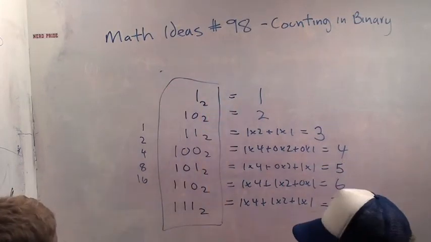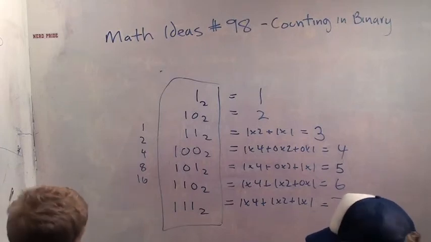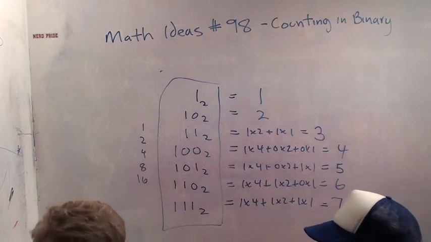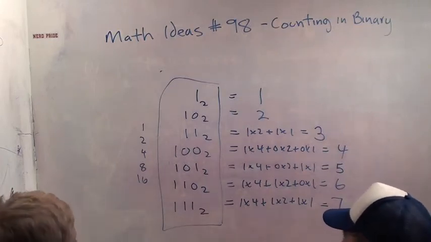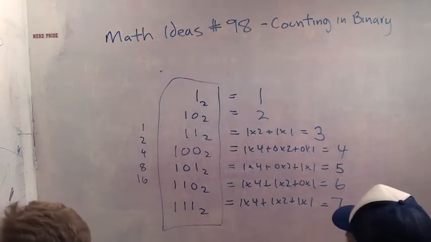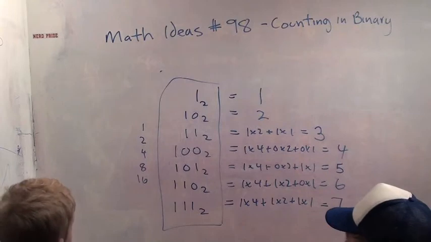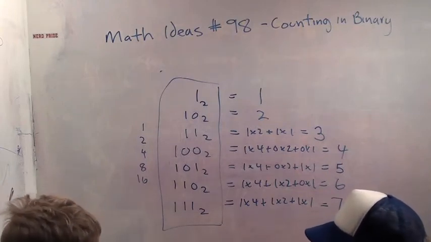Now, this looks like kind of a silly way of counting, doesn't it? Who would count like this, do you think? Why would anybody count like this? Wow, this is crazy. It's so much easier just to go 1, 2, 3, 4, 5, 6, 7, right?